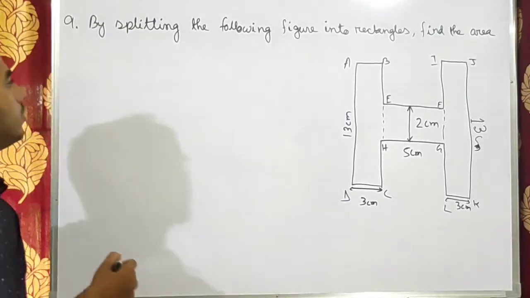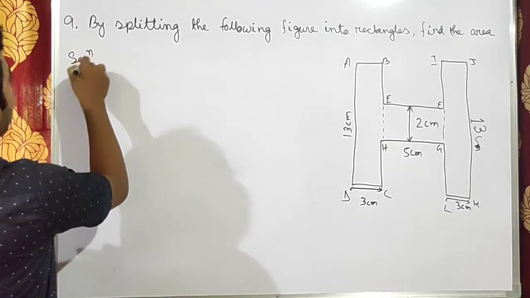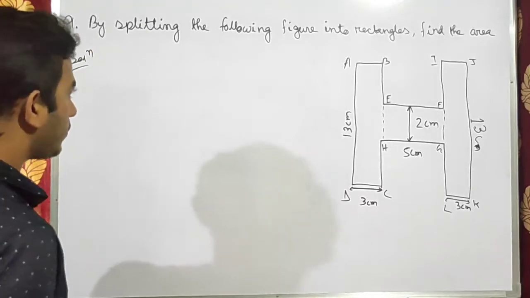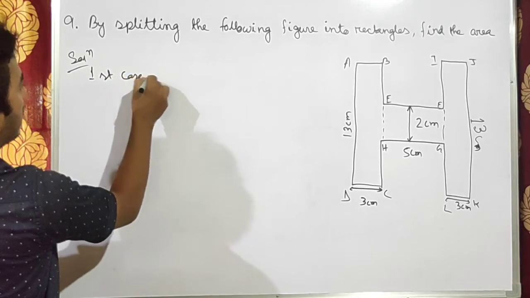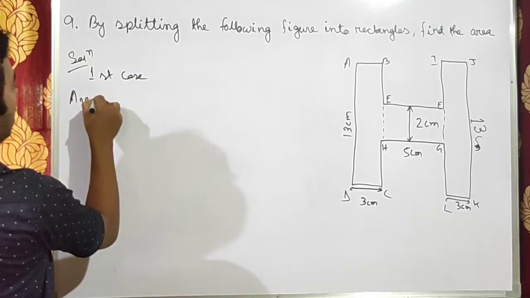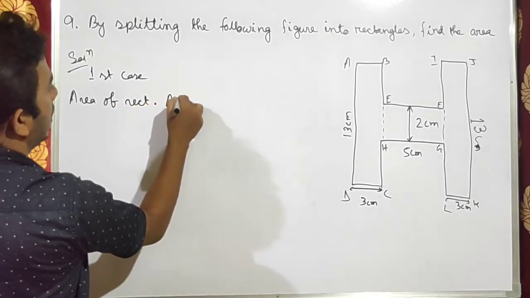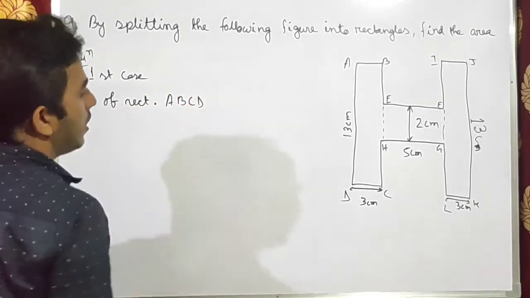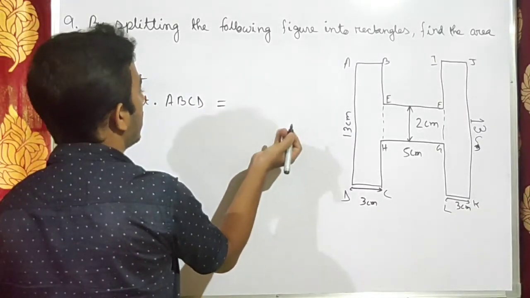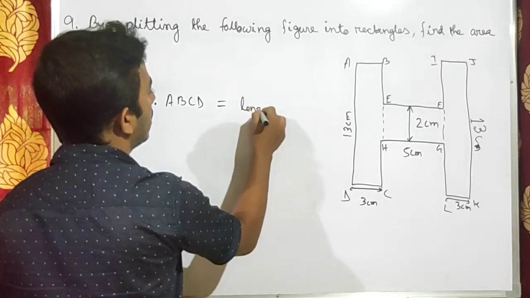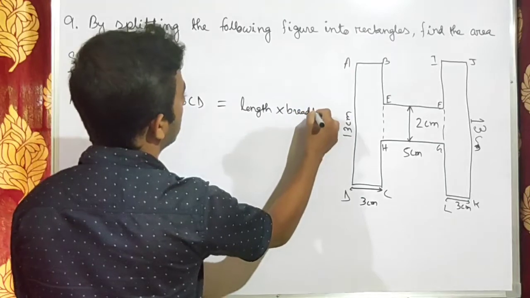Okay, so let's start. First case, we'll write here first case. Area of rectangle ABCD equals what? Area of a rectangle is what? Length into breadth. Isn't it? Yes.